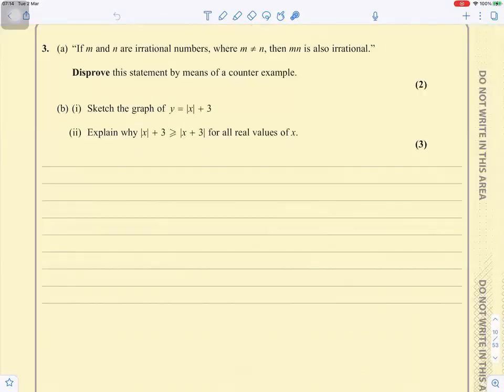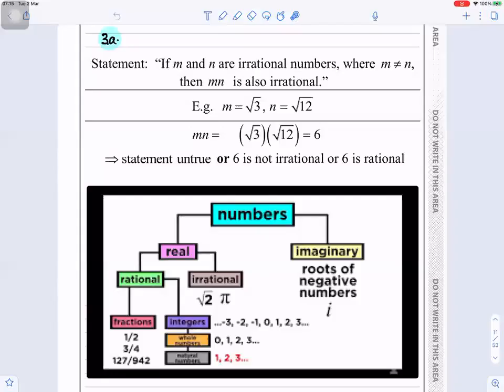Question number 3. If m and n are irrational numbers where m is not equal to n, then mn is also irrational. Disprove this statement by means of a counter example. Remember, when you want to disprove a statement by a counter example, just one example is enough to disprove it. So all you need to do is to find one example. You don't need to do lots of them.